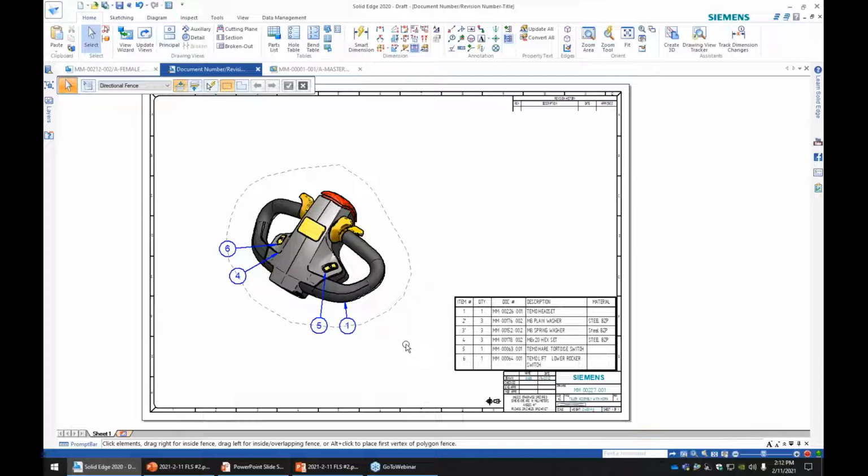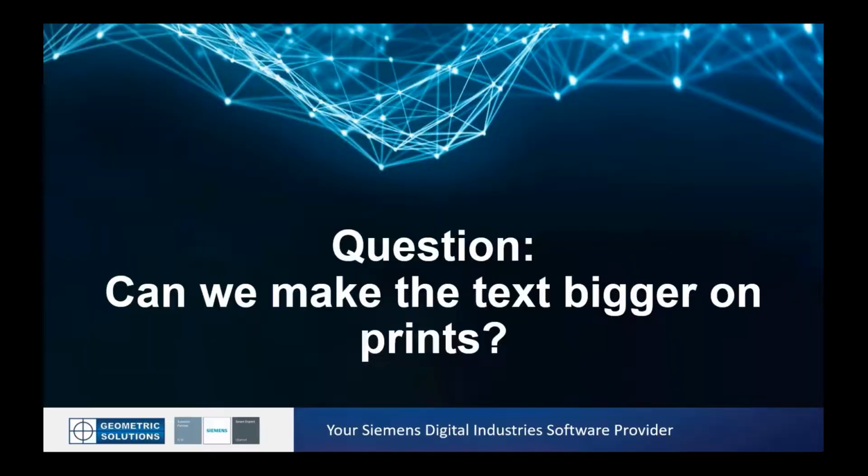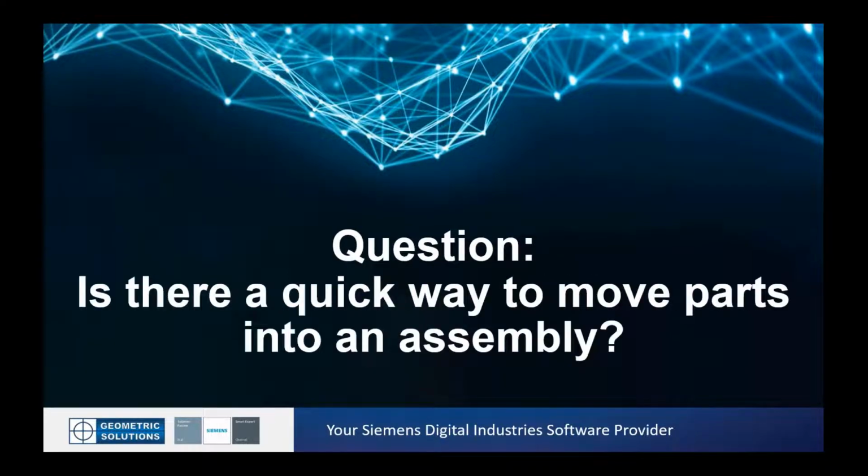Okay, cool. That's one of those questions where it's something simple, but the checker won't release the drawing because the text is too small. So I'm glad that you shared that one with us. Then we've got one more question. Is there a quick way to move parts into an assembly?